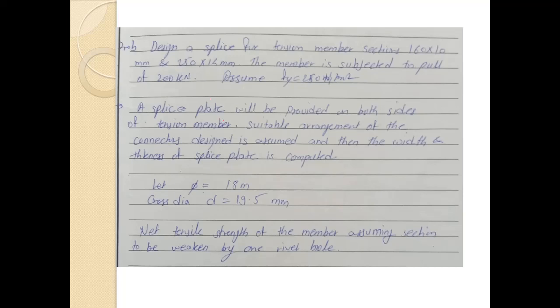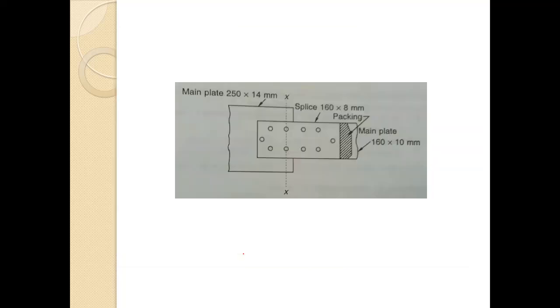So a splice plate will be provided on both sides of the tension member. Suitable arrangements of the connections design is assumed, and then the width and thickness of the splice plate is computed. Let phi be 18 mm. So the gross diameter is 19.5 mm. So the net tensile strength of the member, assuming the section to be weakened by one rivet hole. So here you can see this is the main plate, that is 250 by 14 mm, and this is the splice plate of 160 by 8 mm.